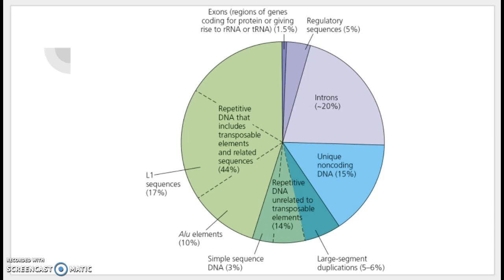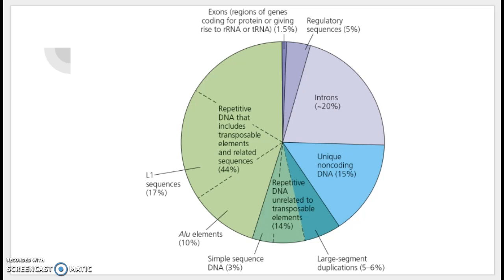For us, only about 1.5% of the human genome actually codes for proteins or is transcribed into rRNA or tRNA. The rest of the genome is comprised of regulatory sequences, introns, unique non-coding DNA, and repetitive DNA, both related to transposable elements and unrelated. This figure shows the distribution of the different components of the human genome.